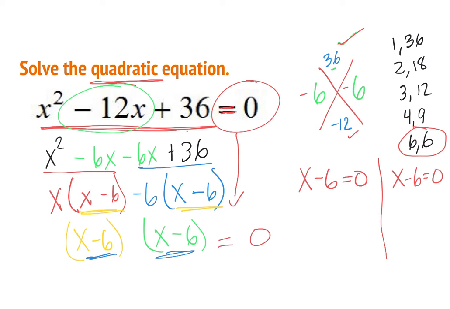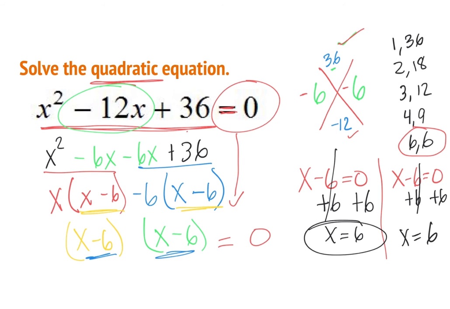So I'm going to solve for x. X minus 6, so we're going to add 6 on both sides. X is equal to positive 6. Add 6. X is equal to 6. So in this case, my answer ended up being 6. There are two of them. This is known as a double root, but technically it's the same number, so it's just the same thing.